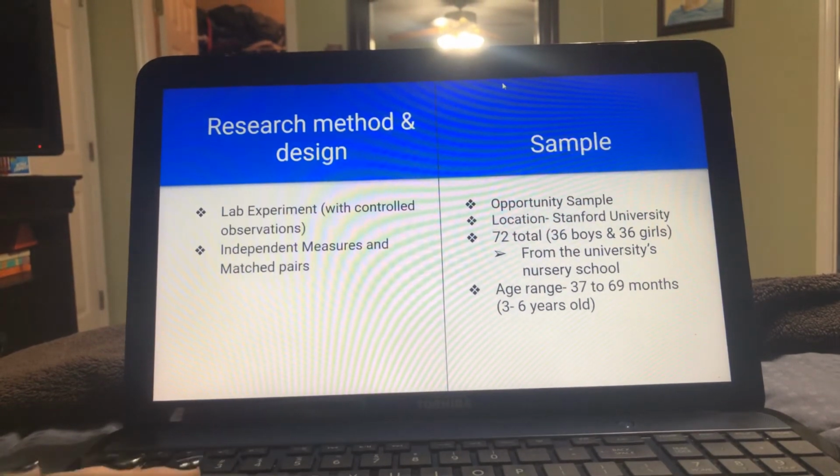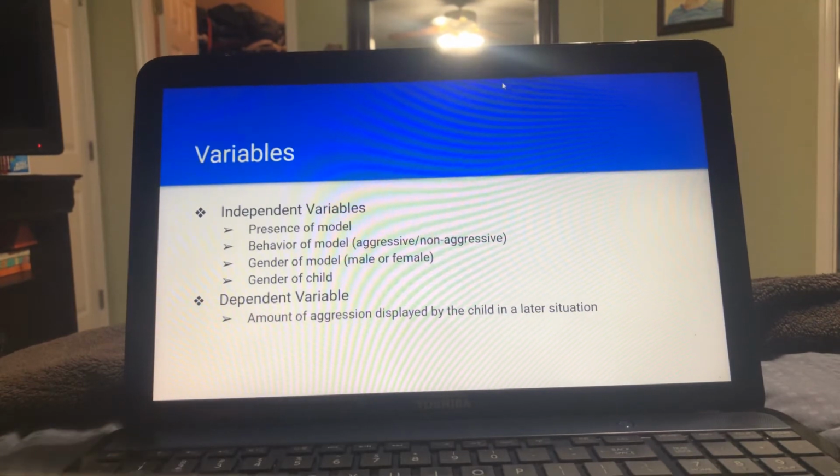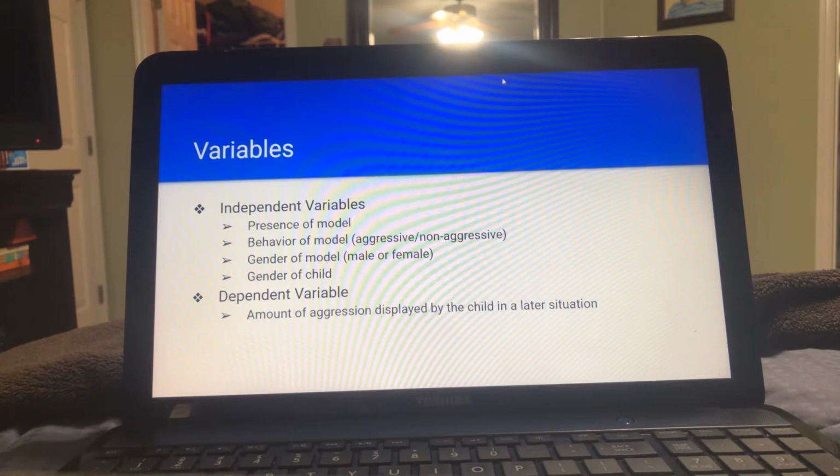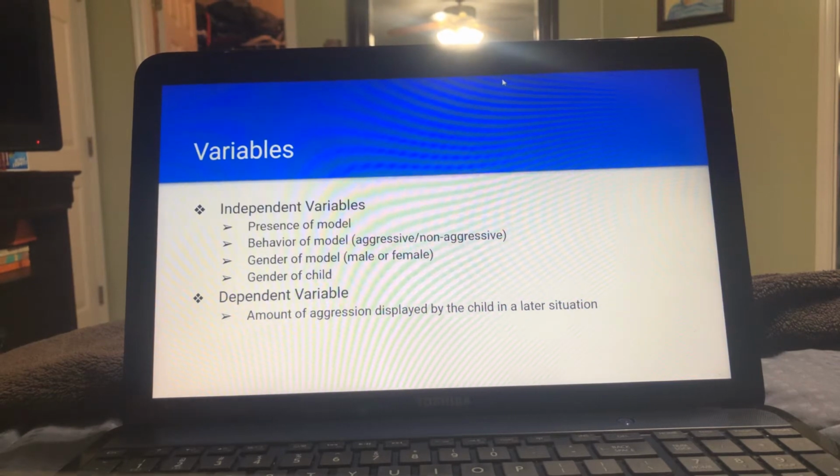There are 4 independent variables: presence of the model, behavior of the model, which is aggressive or non-aggressive, gender of the model, and gender of the child. And the dependent variable is the amount of aggression displayed by the children in a later situation.